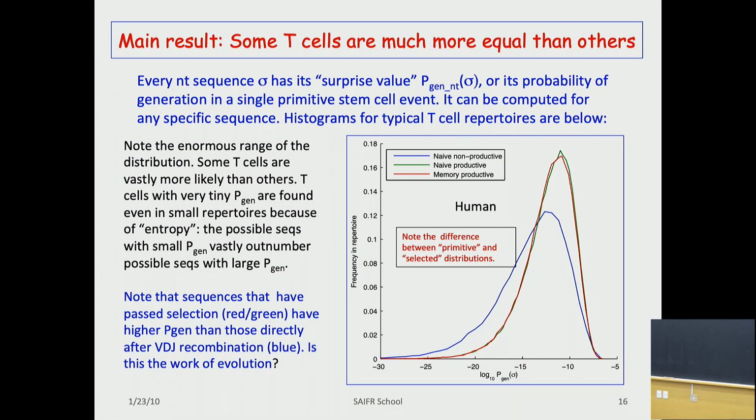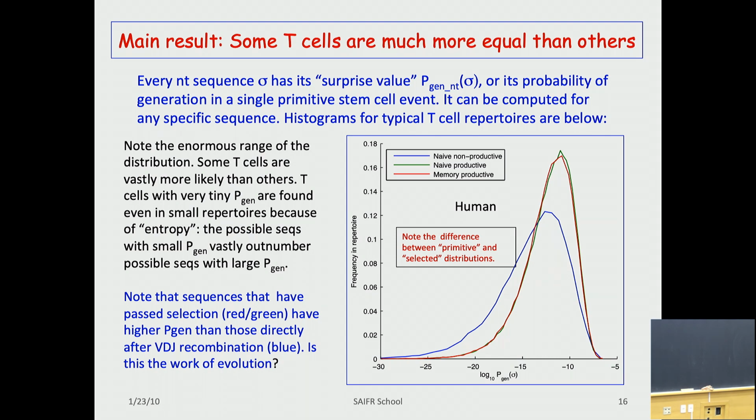This is the distribution of the generative probability for the non-productive sequences. These are the guys who are in no way influenced by any other selective process. They're just directly representing what happens when the VDJ recombination takes place. Roughly speaking, if you take the average of this coordinate over this distribution, you get the entropy. That's the definition of the entropy.